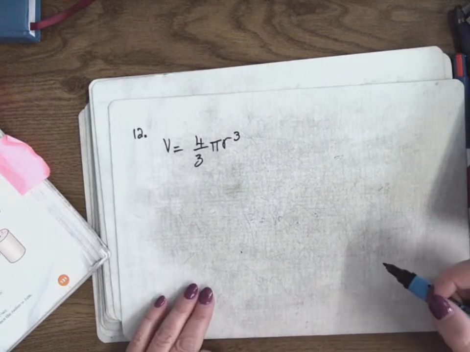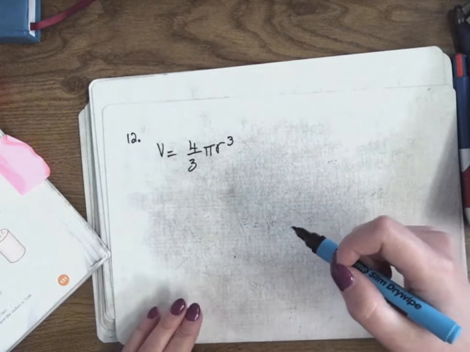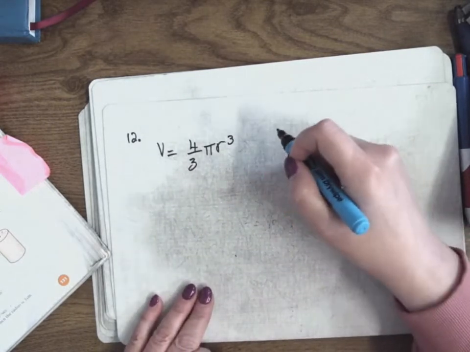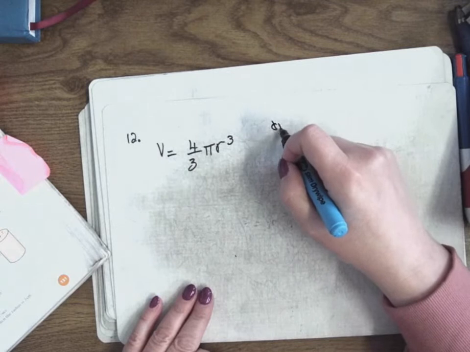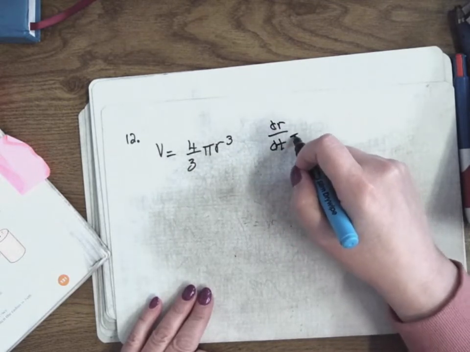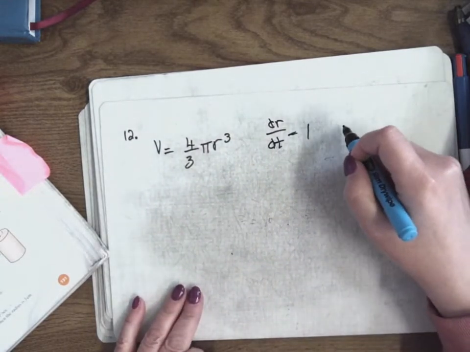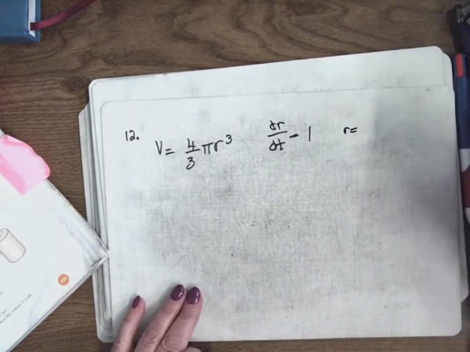The radius of the balloon is increasing at a rate. So what are they telling me? That's the rate of change of the radius, so that's dr with respect to time. dr/dt is equal to 1, when the length of the radius is 2.